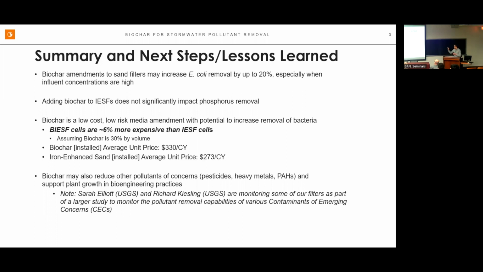And then kind of next steps, lessons learned. I got 3 lessons learned here I'll go through, but the first next steps, we're kind of looking at biochar in different applications. One is to maybe look at removing or how they can reduce pesticides, heavy metals, PAHs, and Sarah Elliott and Richard Kiesling of USGS are going to go monitor some of those CECs, I think this summer, on some of our filters that we have installed.